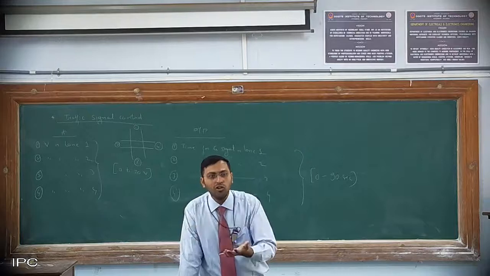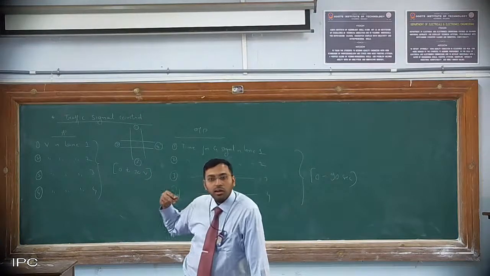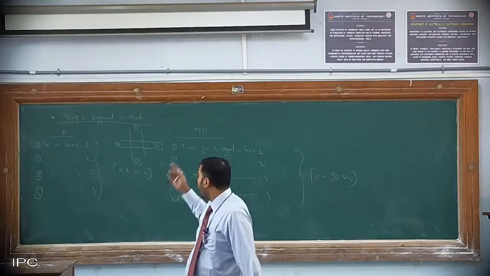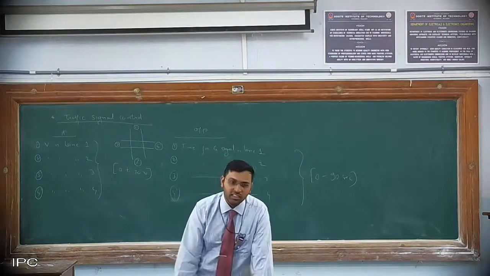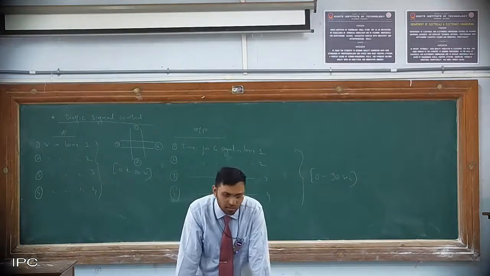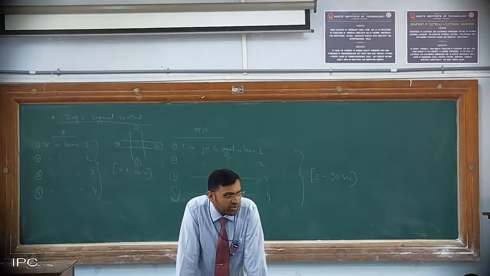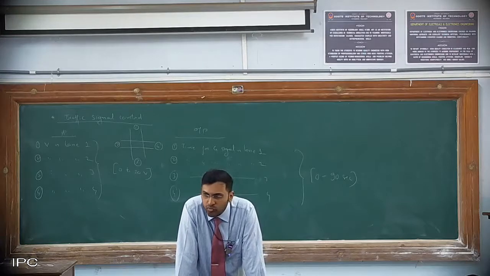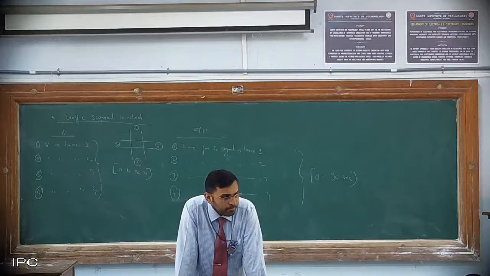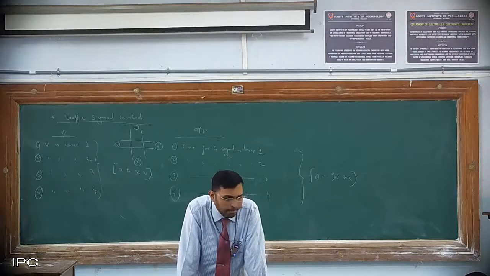So instead of writing all those things, we'll make it very simple, so that we'll consider only lane 1 and lane 2, and the output as time required for green signal in lane 1. Clear? So you can just make a note there. For simplicity, we will consider the number of inputs as 2 and the number of outputs as 1.